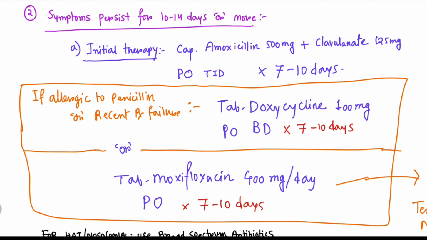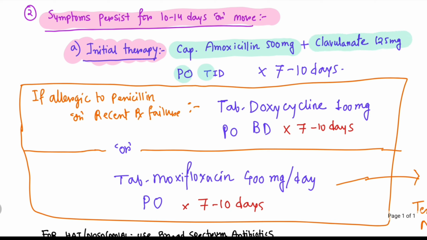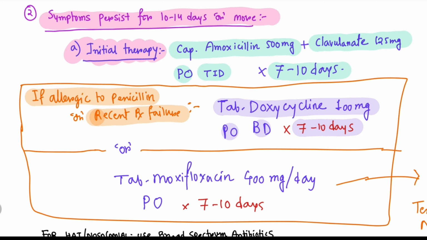Now, if the symptoms persist for more than 10 to 14 days, then bacterial infection is suspected, and the initial therapy would be amoxicillin 500 mg with or without clavulanate 125 mg, given perorally thrice daily, that is 8 hourly, for 7 to 10 days. If the patient is allergic to penicillin, or there has been recent exposure to antibiotics within the last 30 days, or any recent treatment failure, then you can advise doxycycline 100 mg perorally twice a day for 7 to 10 days. You can also advise moxifloxacin tablets 400 mg per day perorally for 7 to 10 days.